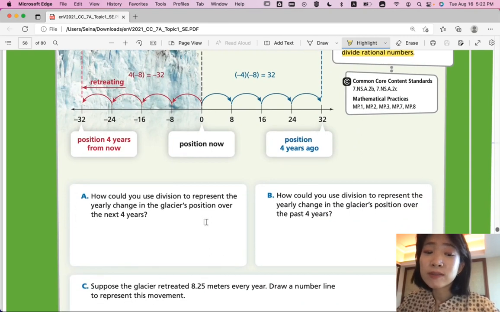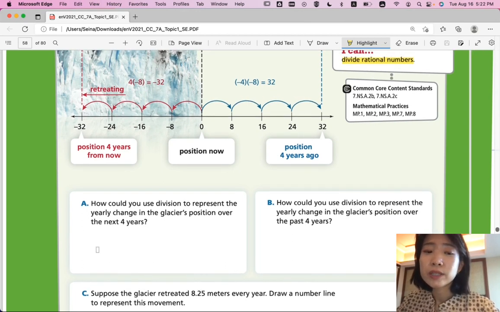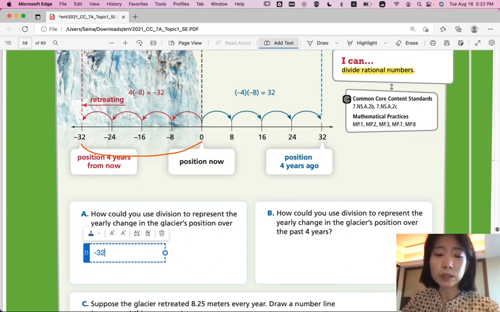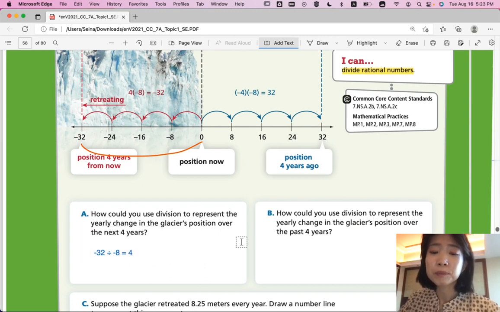Part A, how could you use division to represent the yearly change in the glacier's position over the next 4 years? Using division, if you look at the position now versus the position 4 years from now, negative 32, you can divide negative 32 by negative 8 to get 4 equal parts. So you can write negative 32 divided by negative 8, which is equal to positive 4.